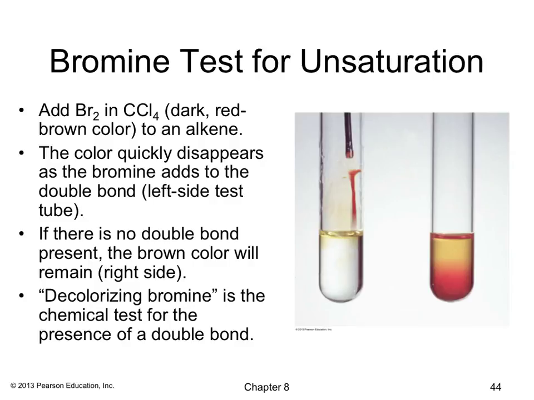Bromine test for unsaturation. You can add Br2 in carbon tetrachloride, and it forms this dark brown color. To an alkene, the color quickly disappears as the bromine adds to the double bond, which is the test tube on this side. If there's no double bond present, the brown color will remain. And so the decolorizing of bromine is the chemical test for a double bond. So that's showing the addition of bromine and forming a vicinal dibromide. So I'm going to stop here.